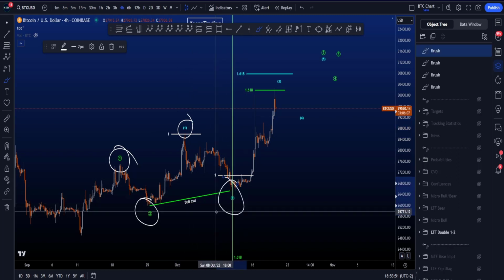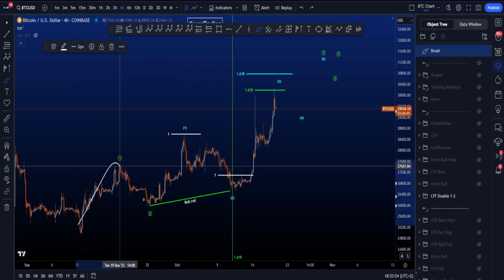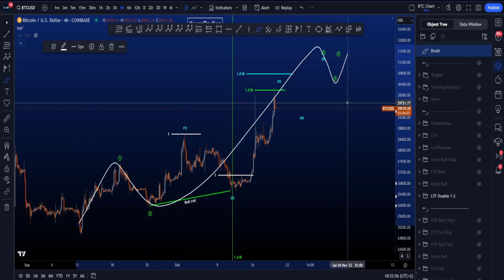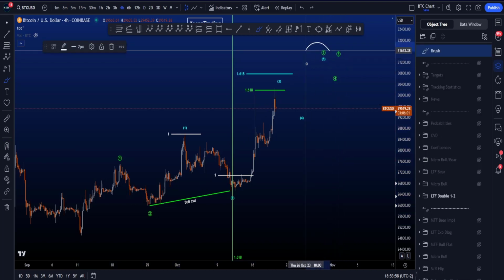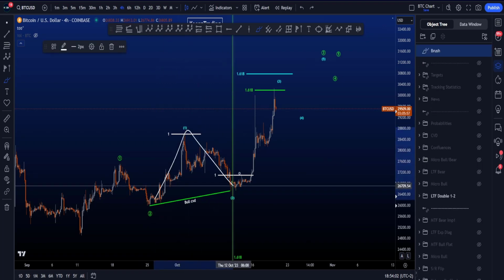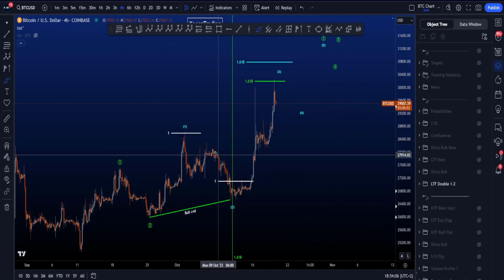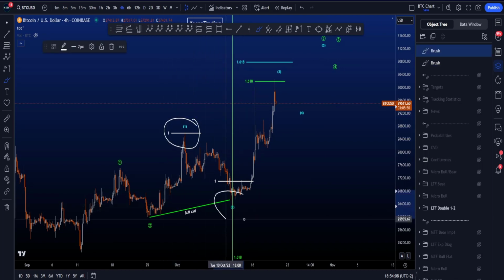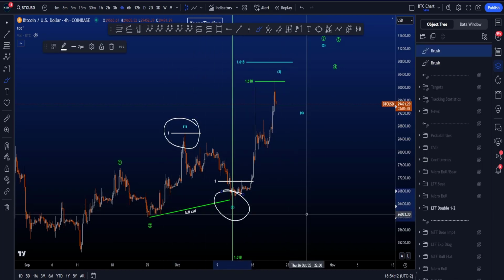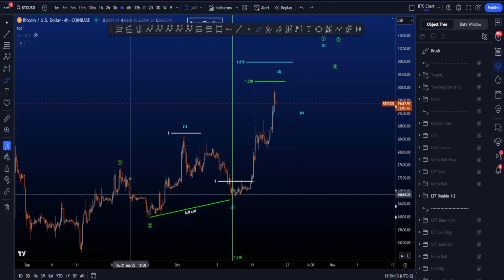blue we have the lower degree count, meaning that in green we have a 1, 2, 3, 4, 5 wave structure, an impulse to the upside, and then inside wave 3, the green wave 3, we have the blue count being a 1, 2, 3, 4, 5. Now what is so interesting about this scenario is that a lower degree count should normally be shorter in time and price compared to a higher degree count.